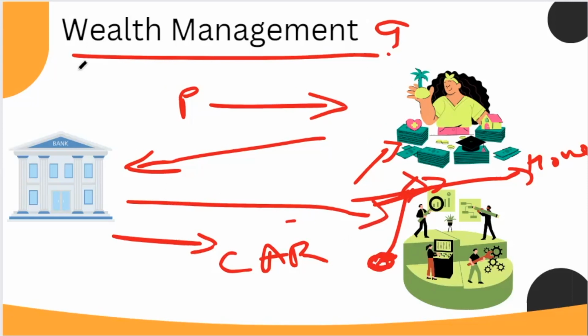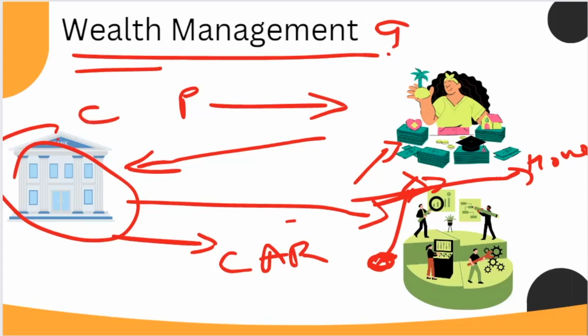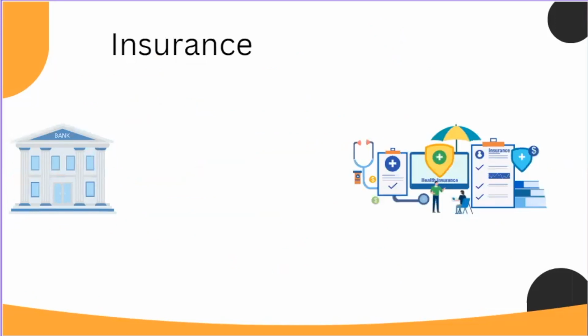So this is called wealth management, and this is also handled by the various wealth management advisory companies, and also you see the CAs. They also provide wealth management services. So this is a little bit about wealth management. Now we will see insurance.